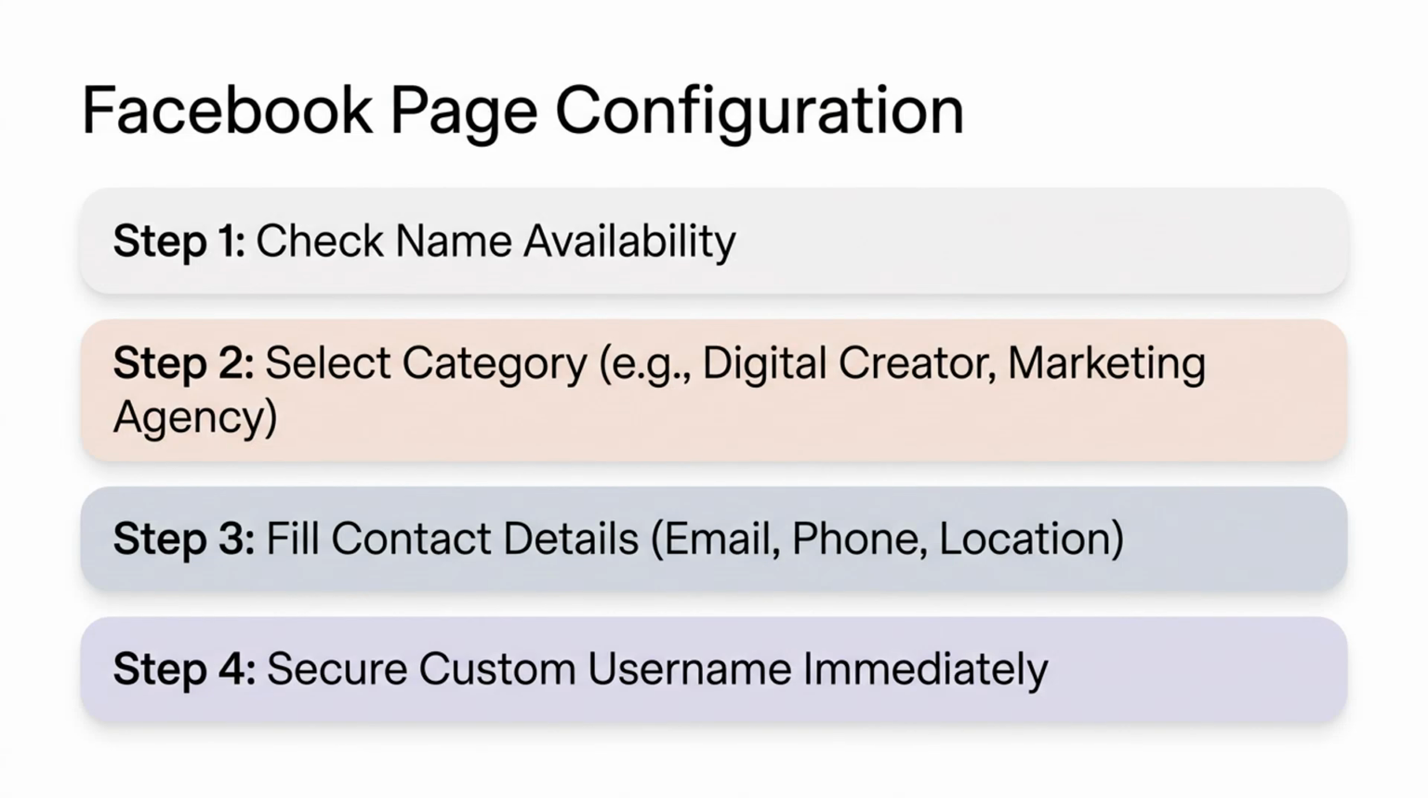Once you have your brand name and strategy, the next practical step is creating your Facebook page. You must meticulously check name availability and select the most accurate business category, such as digital creator or marketing agency. Crucially, as soon as the page is created, navigate directly to the page setup settings and secure your custom username. Claiming this unique URL immediately prevents competitors from taking it and solidifies your digital footprint.